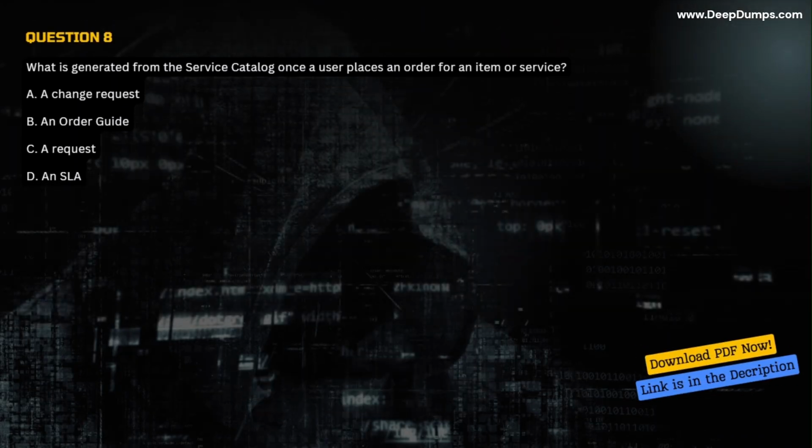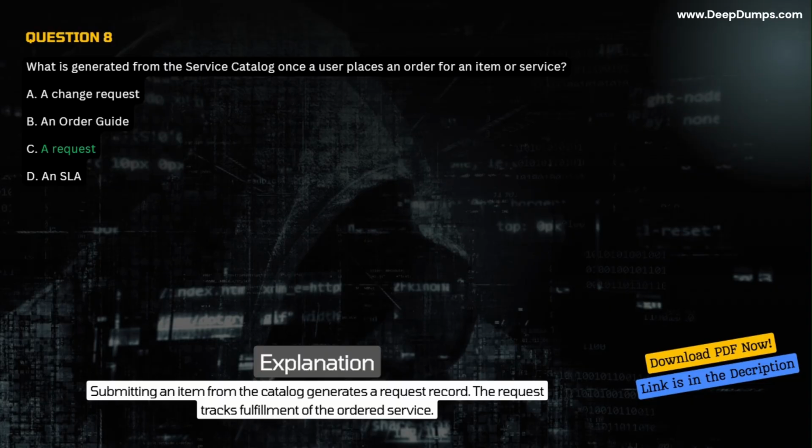Question 8. What is generated from the service catalog once a user places an order for an item or service? A. A change request. B. An order guide. C. A request. D. An SLA. Correct answer C. A request. Explanation. Submitting an item from the catalog generates a request record. The request tracks fulfillment of the ordered service.